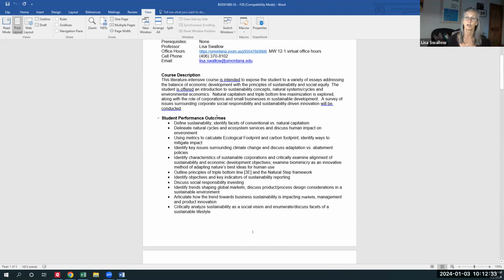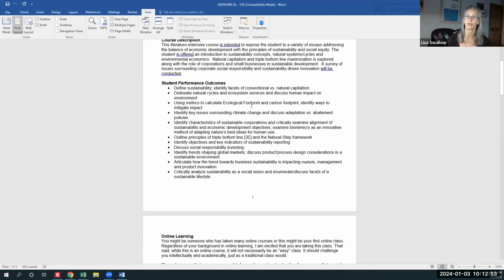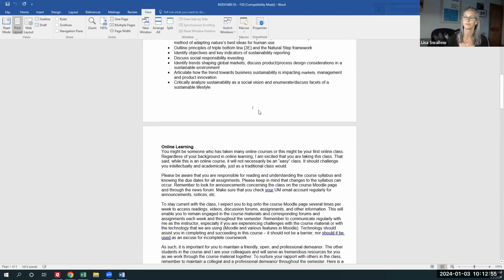These performance outcomes are embedded in each of the units, so you can see that it's a lot about outlining, identifying, discussing, articulating, and critically analyzing sustainability as a model. There are a lot of different aspects to this, and it's intended to develop your reading, writing, and thinking skills.